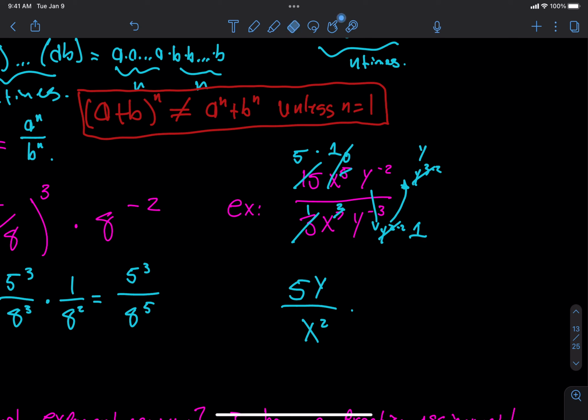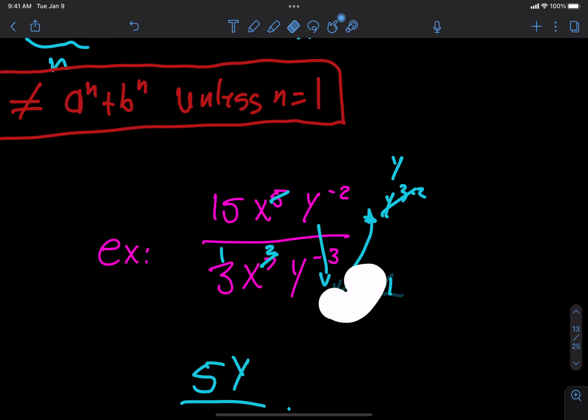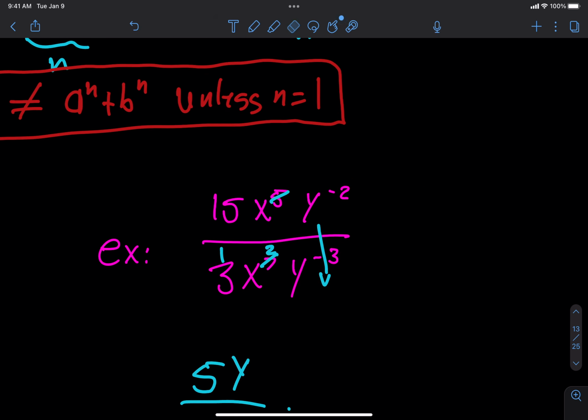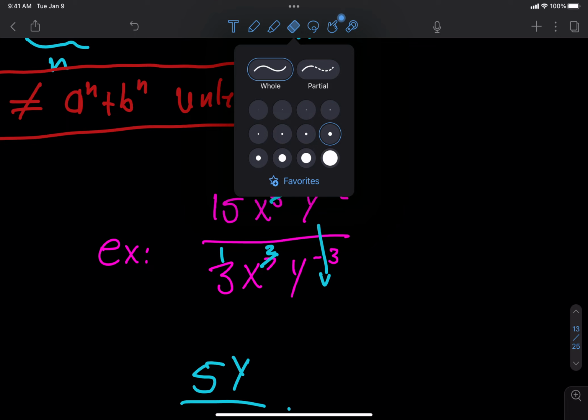Okay, so let me go back and show you again how I did that really quickly. Oh God. My eraser is too big. Maybe I can make it smaller. Here we go. Maybe like so.